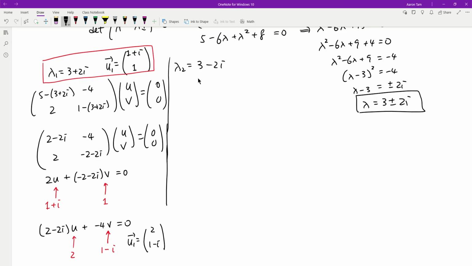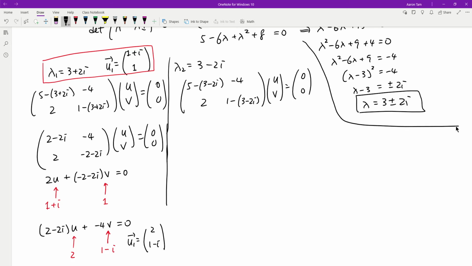Now I'm going to try to find u2. Okay, so I'm going to go for the same process. 5 minus 3 minus 2i, negative 4, 2, 1 minus 3 minus 2i, multiplied by u, v, equal to 0, 0. So 5 minus 3 is 2, so it becomes 2 plus 2i, negative 4, 2, and then 1 minus 3 is negative 2, and negative becomes plus 2, so negative 2 plus 2i.